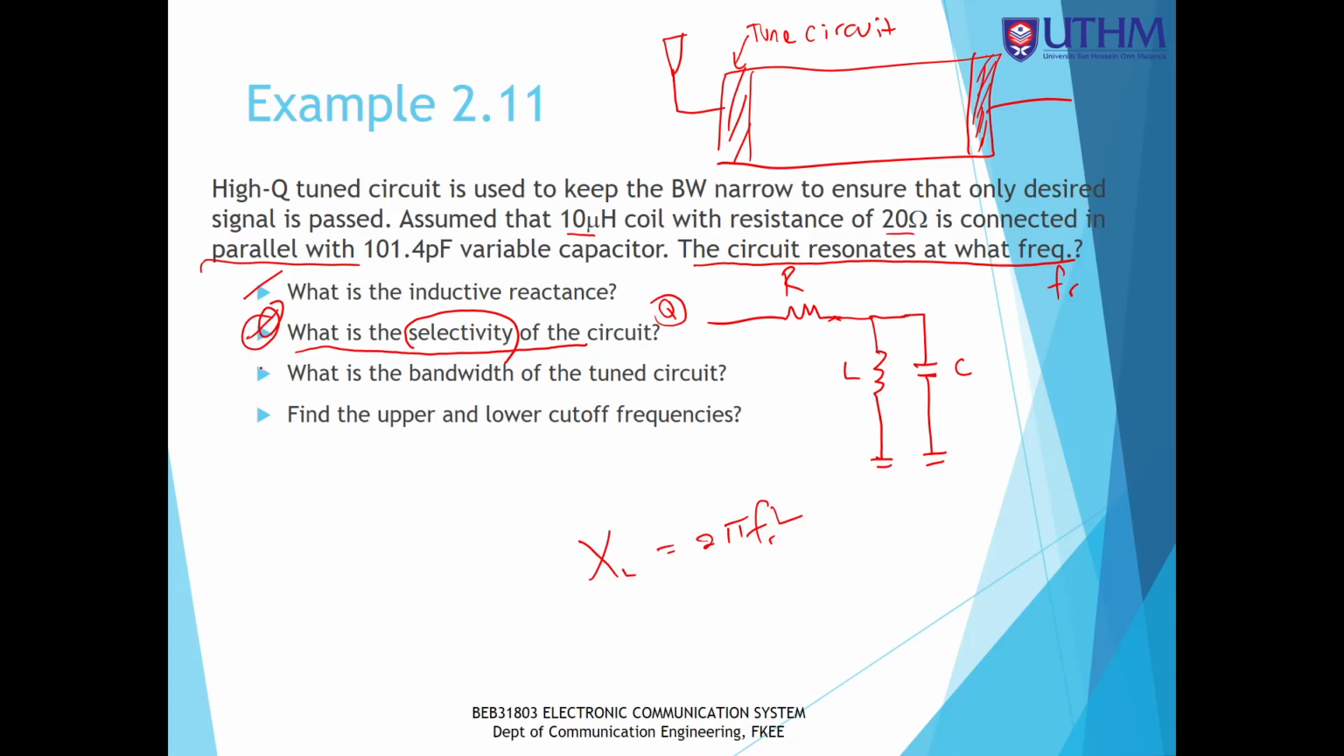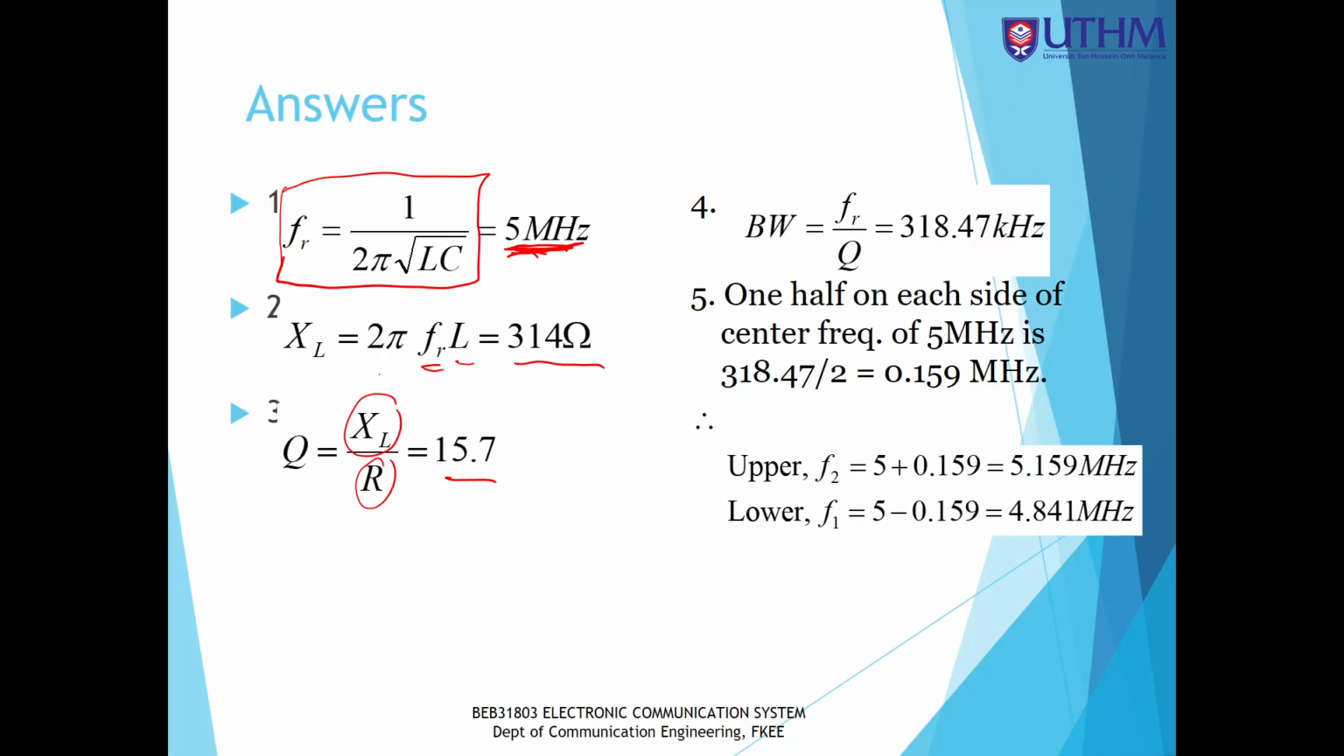Okay, and then find the bandwidth of the tuned circuit. The bandwidth of the tuned circuit is equal to the resonant frequency divided by the quality factor. How much? So 5 megahertz divided by 15.7. So you get 318.47 kilohertz. Try to use your calculator to find the answer. If you can get the answer, that means it's good.